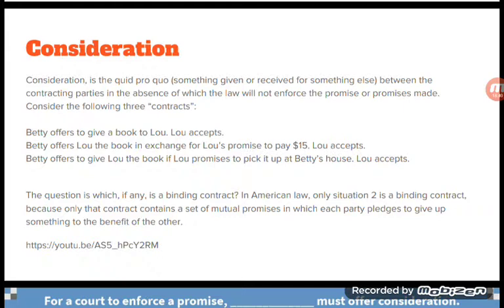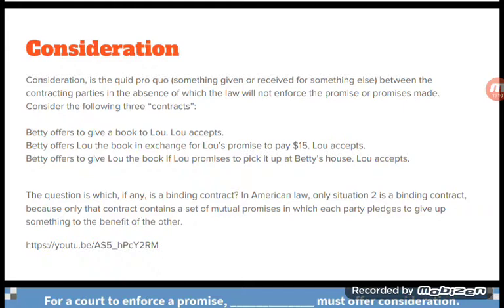Consideration, quid pro quo. These are some great examples here in the middle. Betty offers to give a book to Lou. Lou accepts. That is not consideration. Lou didn't give any type of bargain for exchange back to Betty. The third example there, Betty offers to give Lou the book. If Lou promises to pick it up at Betty's house, Lou accepts. Again, that is not a binding contract because Lou is not giving any consideration back to Betty. Picking up the book is not enough to equate to consideration.